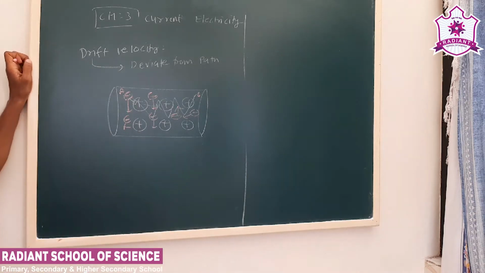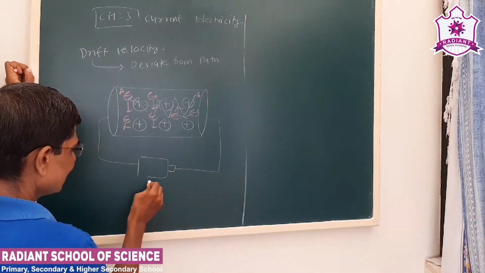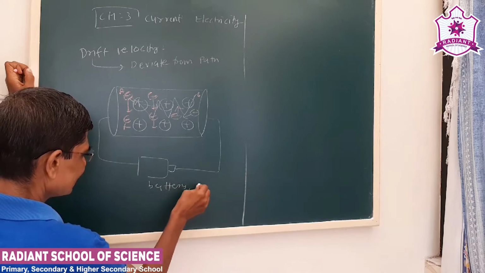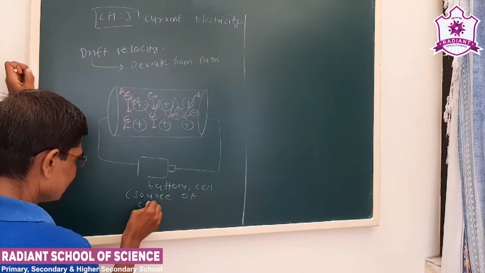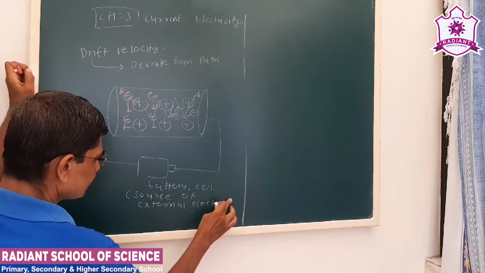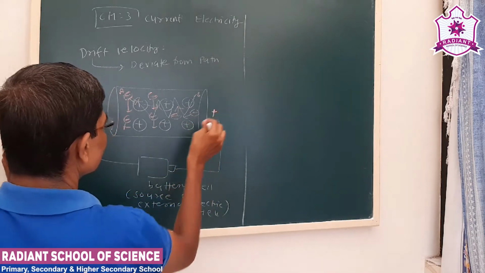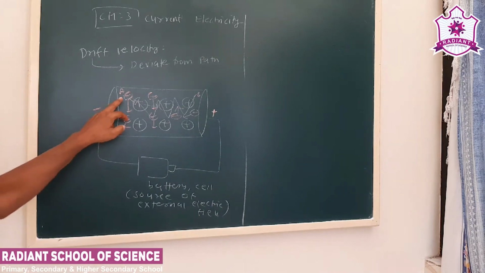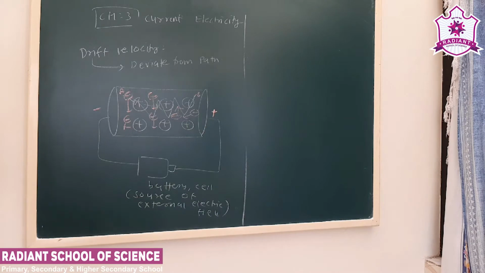See, what is the use of the external electric field? A battery or a cell is a source of external electric field. Now let us say it is connected with a battery. Now we know this is the positive of the battery and this is the negative. See, what is the charge of the electron? Negative. This is positive. So there will be an attractive force.